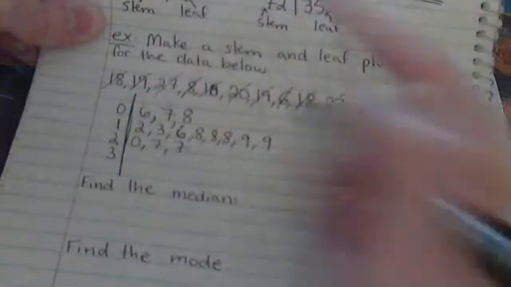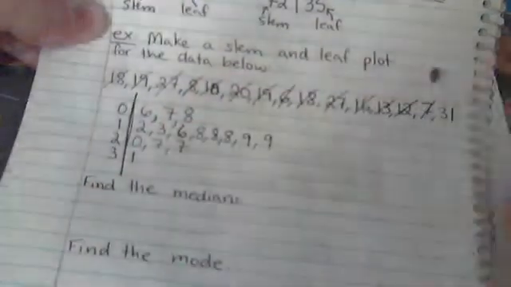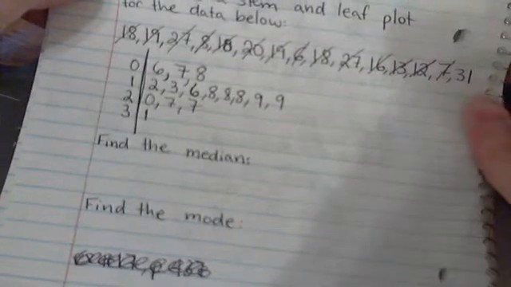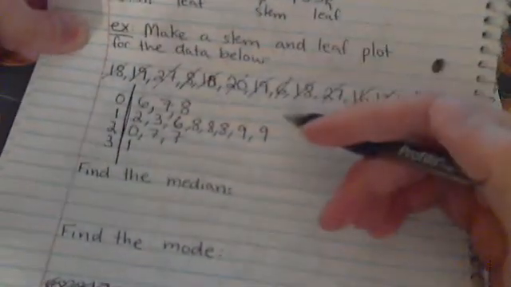Anyway, there's 20. So let's see how many numbers have the 20. There's 1, 0, and then looks like there's 2 27s. Got to put 2 7s there, and then it's just 31, so I'm just going to put a 1 there. All right, so that's how this should look. If you're confused, then you need to read in your book or keep a note for me whenever I come back.